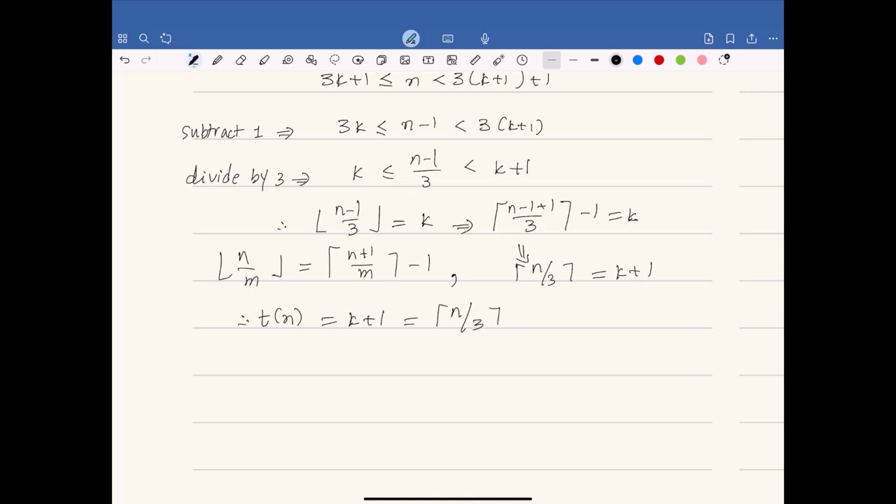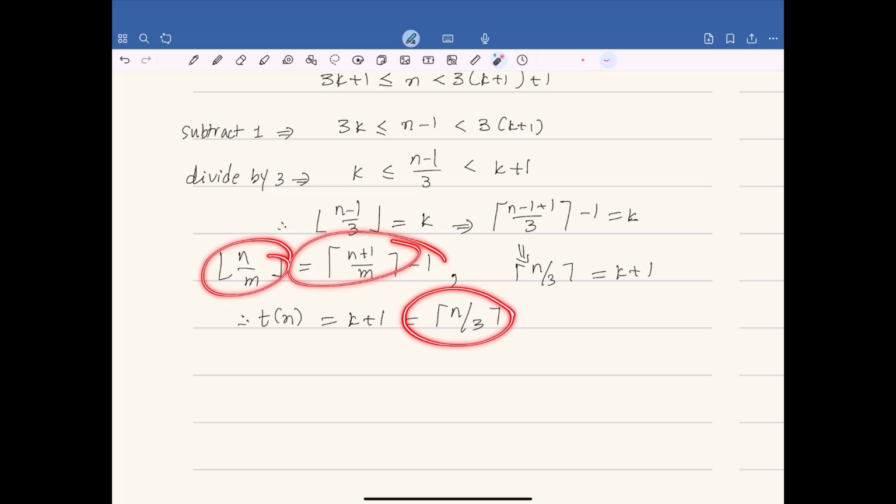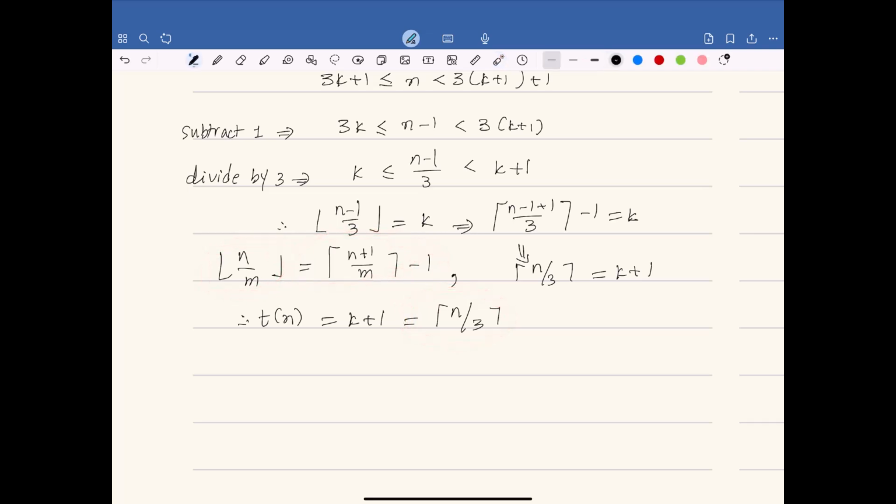There is another way to find the answer without converting the floor into ceiling, and we will get this answer. How? Let me show you. In the beginning, what did we have? We have 3k plus 1 less than or equal to n. Since the value of n is an integer and 3k plus 1 is an integer, we can convert this inequality by rewriting it as 3k less than n without the equality. This can be true if n is an integer. If it is not an integer, then you cannot do this. Let me give you an example.